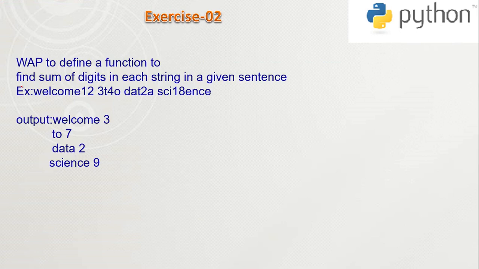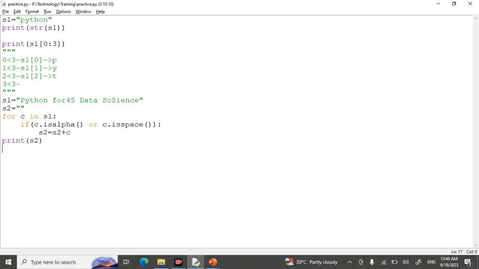What we have to do, we have to split the sentence. Let me write a simple program here. S3 is equal to welcome 12, 12, 3, T, 4, D, 2, T, A, I, 1, 8, E, and C. Right? So what we can do here, we can split the string first. L1 is equal to S3 dot split based on the delimiter. The delimiter is space.